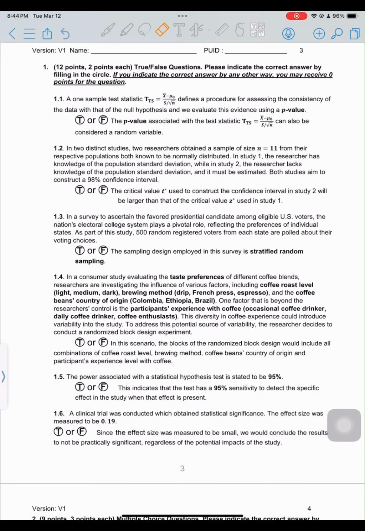Okay, this is test 350, version 1, exam. 1.1. A one-sample test statistic defines a procedure for assessing the consistency of the data with the null hypothesis, and we evaluate this evidence using a p-value.